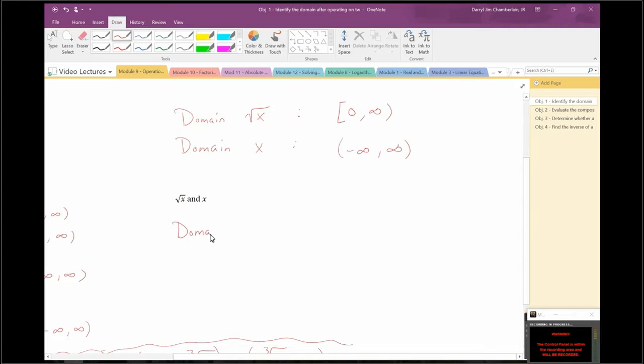So, what is the domain of the square root of x plus x? Well, if we think about this, what are the x values we're not allowed to plug in? They're the ones that we're not allowed to plug into the square root of x. This domain is going to be the same as the square root of x.